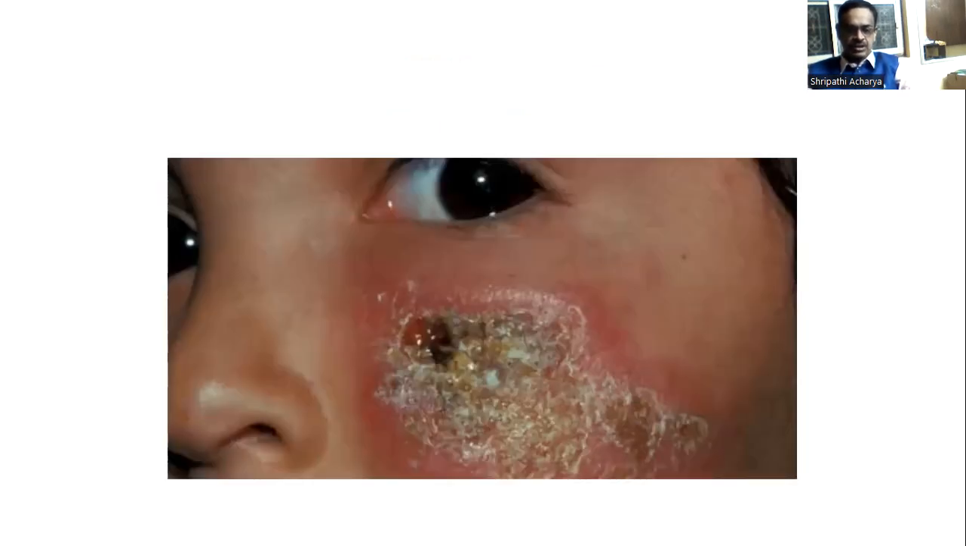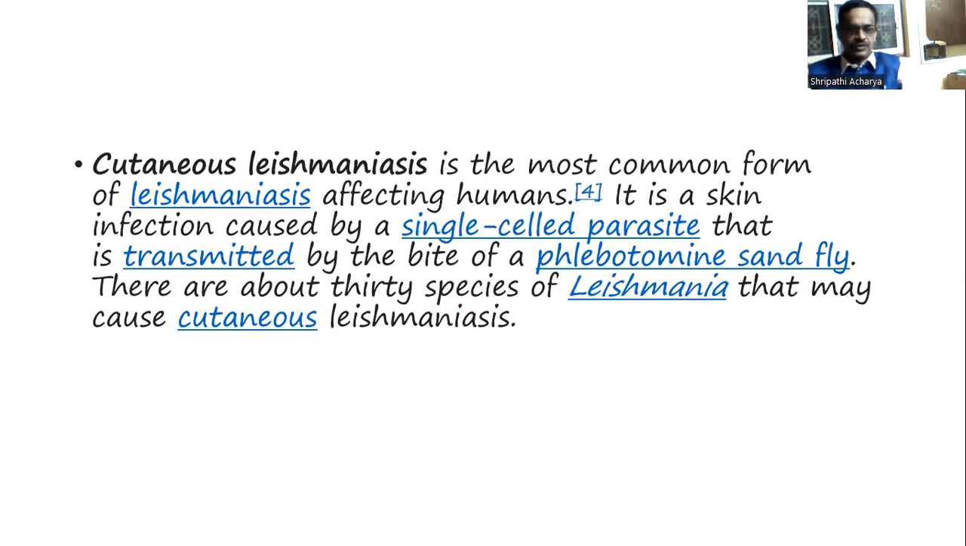So this is a patient of cutaneous leishmaniasis. Cutaneous leishmaniasis is the most common form of leishmaniasis affecting humans. It is a skin infection caused by a single-cell parasite that is transmitted by the bite of a phlebotomine sandfly. There are about 30 species of Leishmania that may cause cutaneous leishmaniasis.